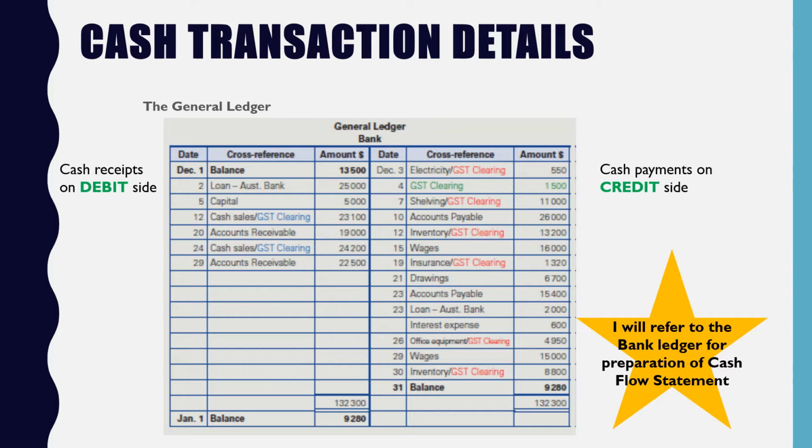For the purposes of preparing the cash flow statement in this video, I will be referring to the bank ledger account, as I think that this is more complex compared to extracting the information from the statement of receipts and payments.